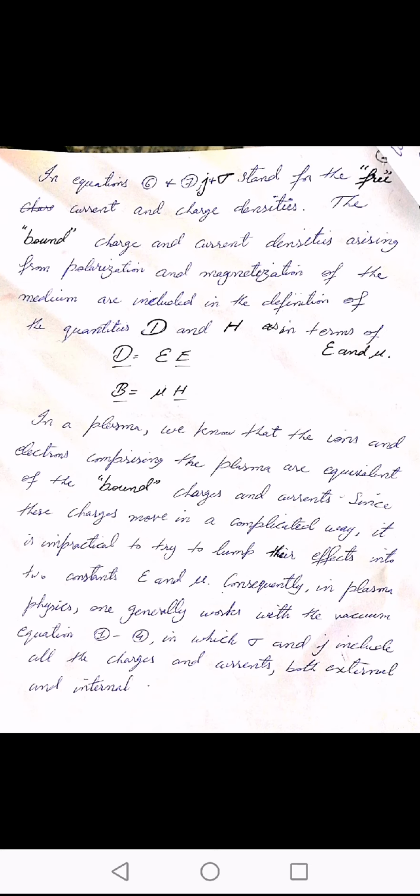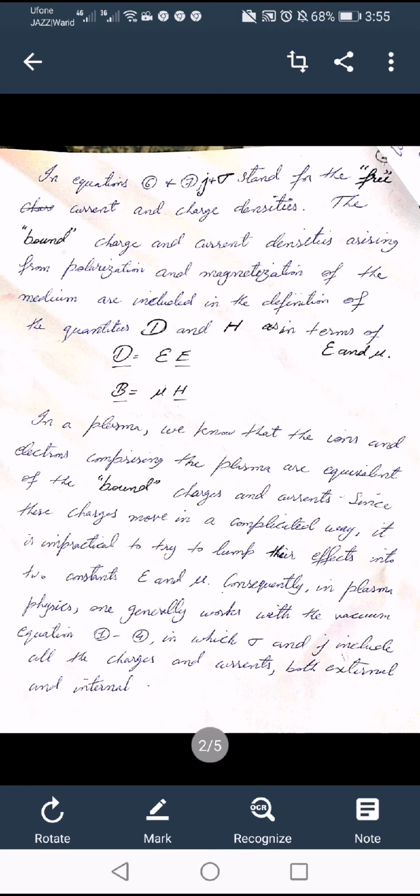But in our plasma we know that the ions and electrons comprising the plasma are equivalent to the bound charges and currents. Since these charges move in a complicated way, it is impractical to lump their effects into two constants, epsilon and mu. So this means that we do not use epsilon and mu for the representation of ions and electrons in plasma. Consequently, in plasma physics we generally work with the vacuum equations, in which sigma and J include all the charges and currents, both external and internal.